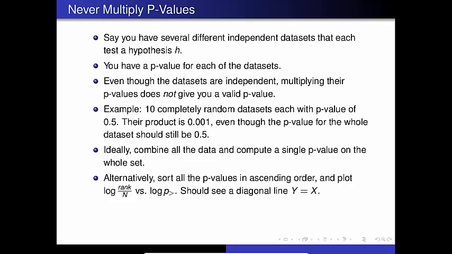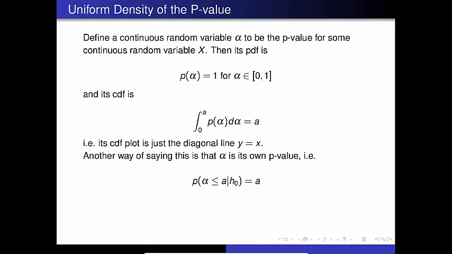Another method that I'm going to show you, a very simple graphical method, is basically to look at what we would expect the behavior of our p-value to be under our null hypothesis. And this goes straight back to what we were saying here about the uniform density of the p-value under the null hypothesis, namely that it should just be uniformly distributed across 0 to 1. Another way of saying that is that the p-value of the p-value is itself.